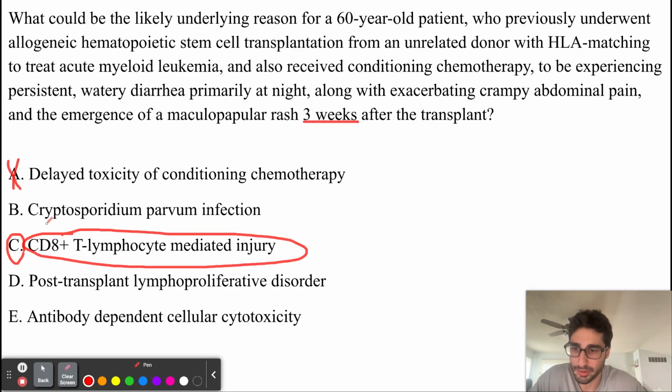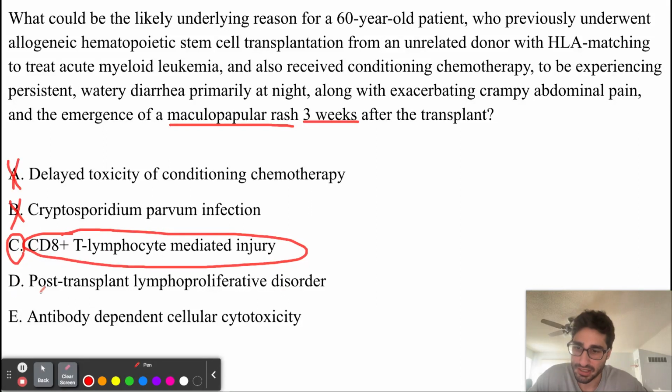Answer choice B, cryptosporidium parvum infection. Now this can occur in people with weakened immune systems, classically with HIV patients. This is not going to be the answer because although this can produce a watery diarrhea, the fact that there's a maculopapular rash does not fit the description.